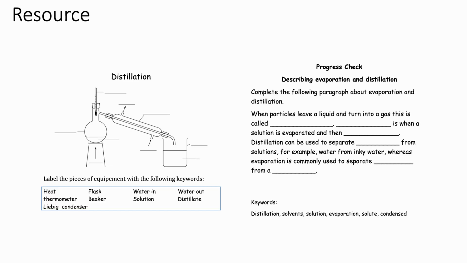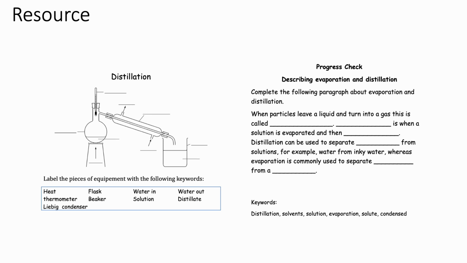So here is my resource. As you can see, I've got two things on the screen here. On the left hand side, I have a diagram on distillation, and on the right hand side, I have a progress check describing evaporation and distillation. So firstly, I want to talk about the left hand side, so the apparatus and the diagram.